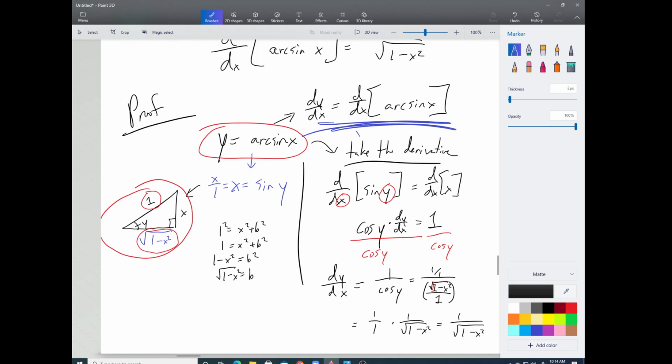I'm not going to do proofs of all of the trig functions, but I do have 2 more proofs prepared for you. I do have proofs on the basic 3 trig functions, so sine, cosine, and tangent, or rather the inverses of each of those.